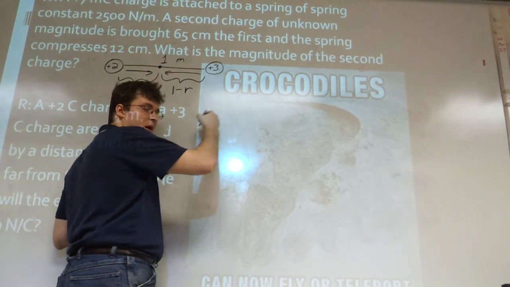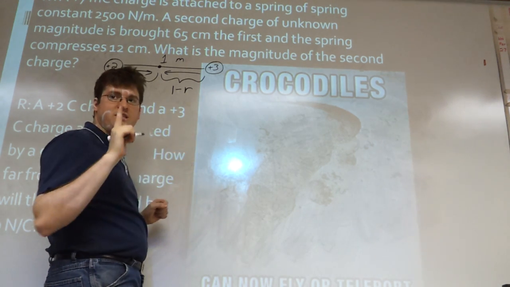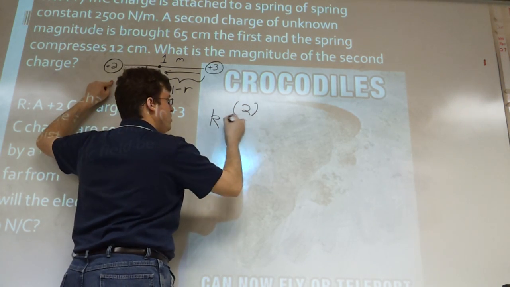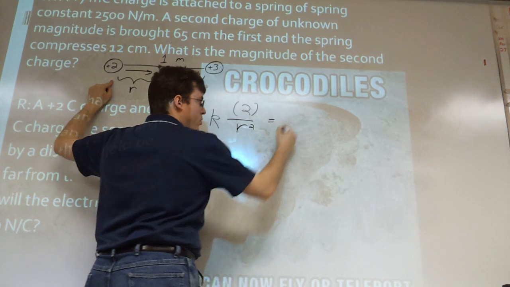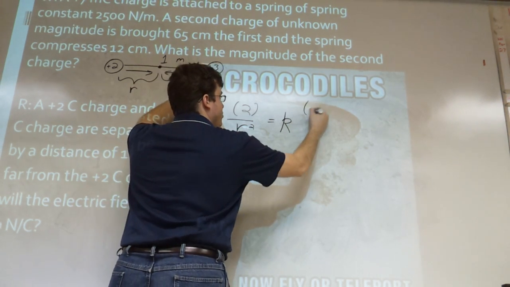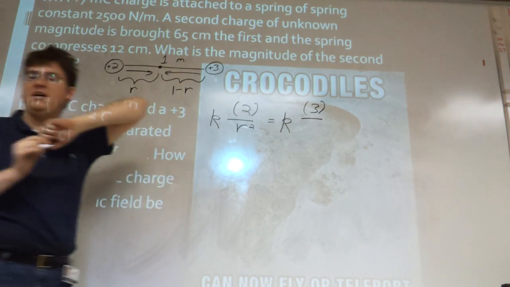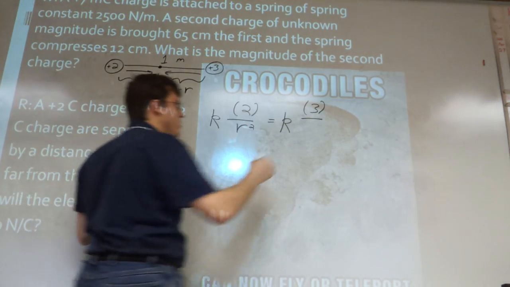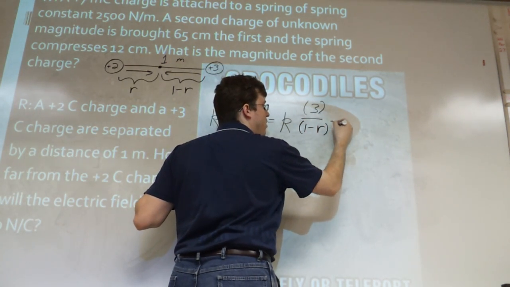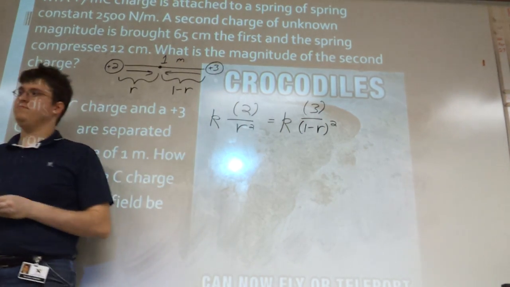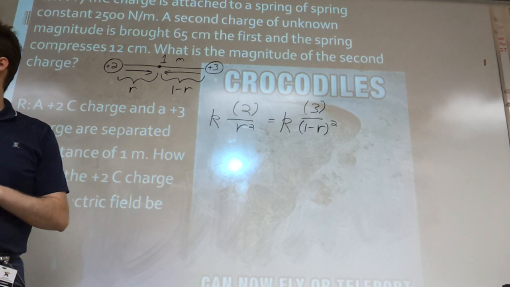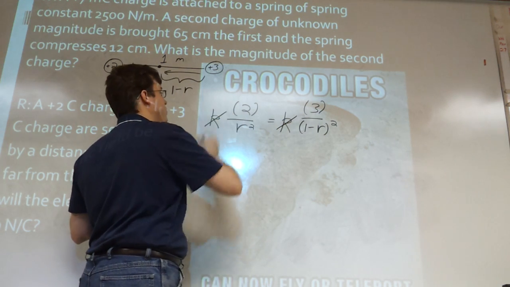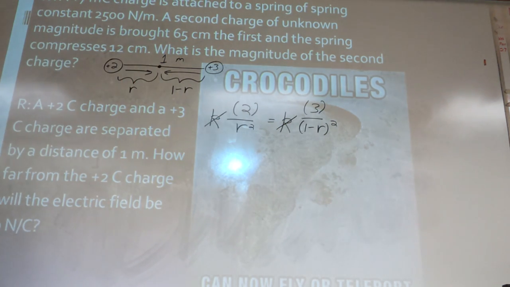So, electric field, let me remind you, is kq over r squared. It's missing one of the q's. Alright? kq is 2 over r squared equals kq is 3 over r squared, but let's be careful. This is my distance, not this guy. This right here, 1 minus r. So 1 minus r, all of that squared. Okay? What do you notice right away? The k's cancel. Thank goodness. No dealing with 9 times 10 to the 9th anymore. Alright? And we're solving for r.